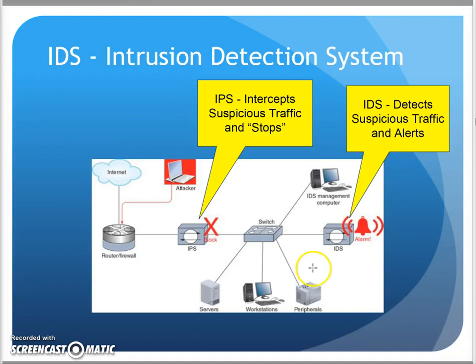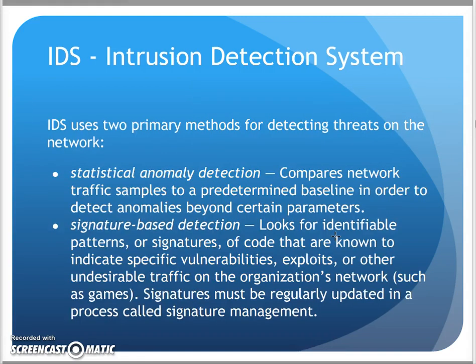So here is an example. Your router firewall here is blocking traffic coming and going. Your IDS is sitting here looking at traffic going on the network, going, okay, looks all right, looks all right, looks all right. And if something odd comes on, it recognizes that and may raise an alarm.